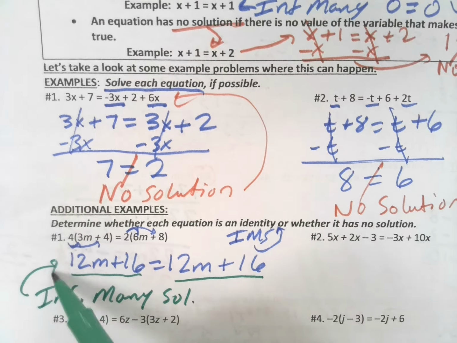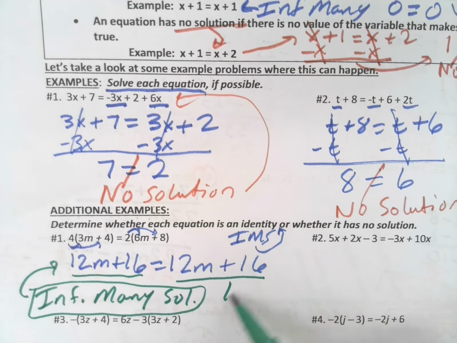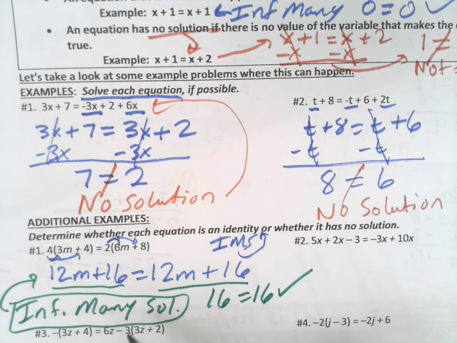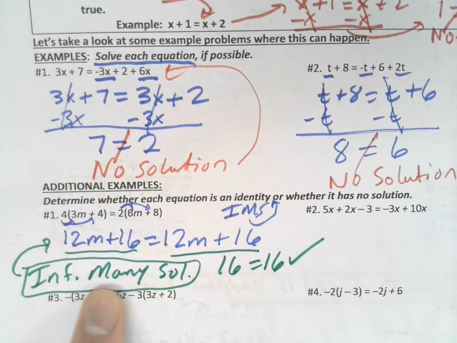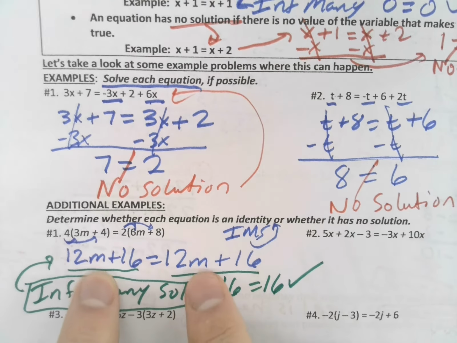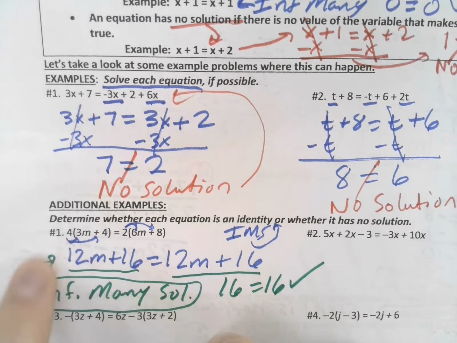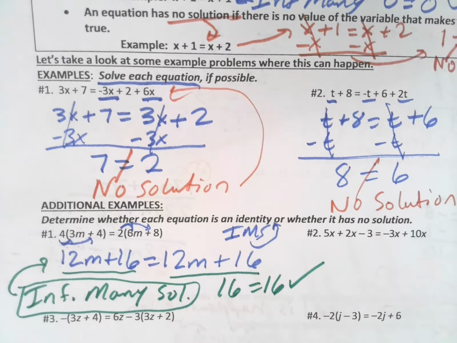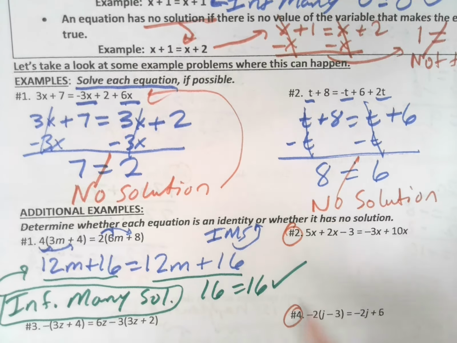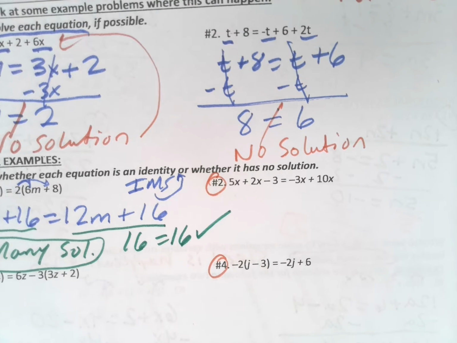If you were to work this out, subtract 12m over, you'd end up with 16 equals 16. If you were to bring that 12m over, which is always true. So infinitely many solutions. That means that no matter what variable you choose for m, whatever number you choose, and you plug that into both, the left side will always equal the right side. So I'm going to let you guys try numbers 2 and 4. See if you can do 2 and 4 for me, please.